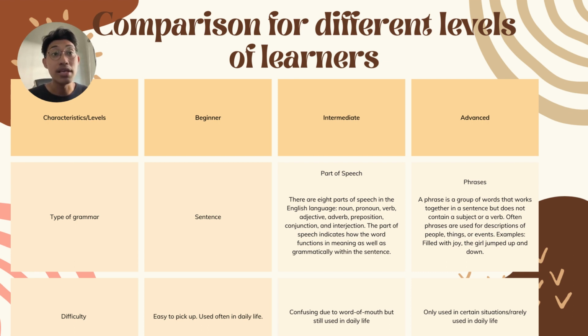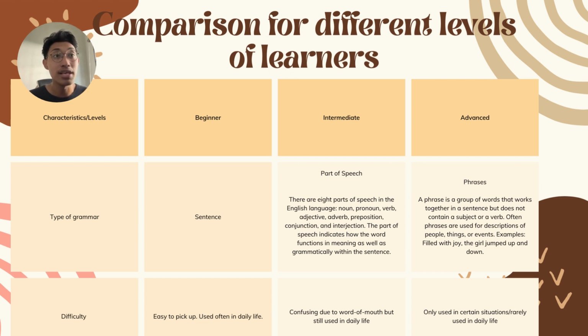The second part is the intermediate level, which can be confusing due to word of mouth, but is still used in daily life. For example, a part of speech. Part of speech indicates how a word functions in meaning as well as grammatically within a sentence, and it includes noun, pronoun, verb, adjective, adverb, preposition, conjunction, and also interjection. It can be confusing sometimes to decide which is the most suitable noun for a sentence, for example, but still we need to use it in daily life.